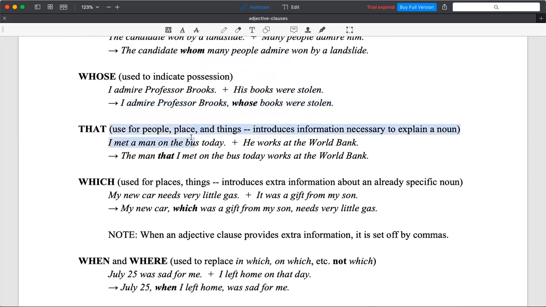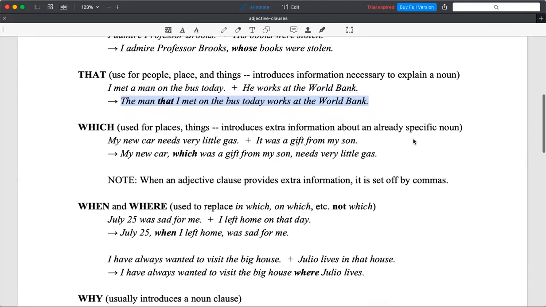You can also use that as the pronoun. We use that for people, for places, for things. It also introduces information necessary to explain a noun. For example, if I have a short sentence, I met a man on the bus today, and my second short sentence is, he works at the World Bank. To combine these two, I say, the man that I met on the bus today works at the World Bank. So it is very important to use a wide variety of structures in order to have a higher score in your tests.